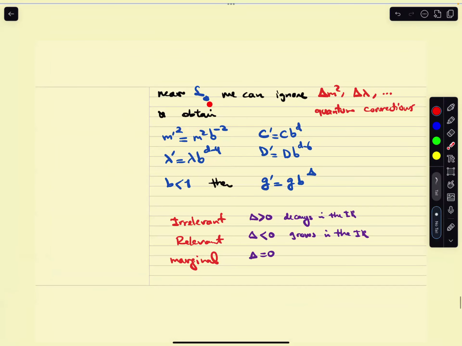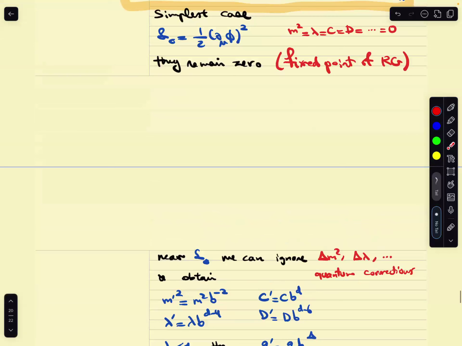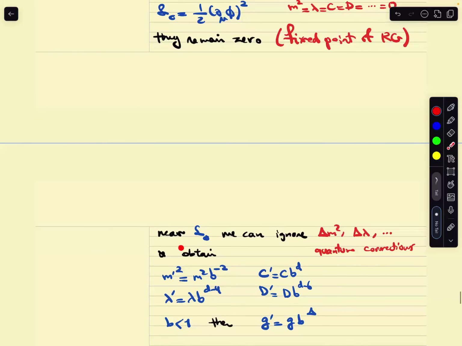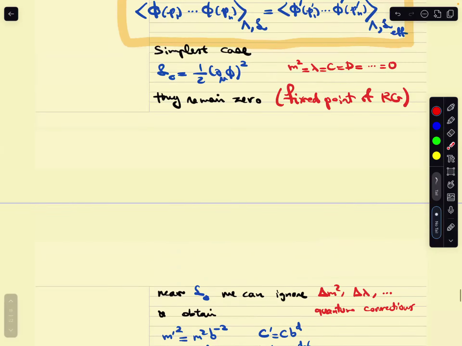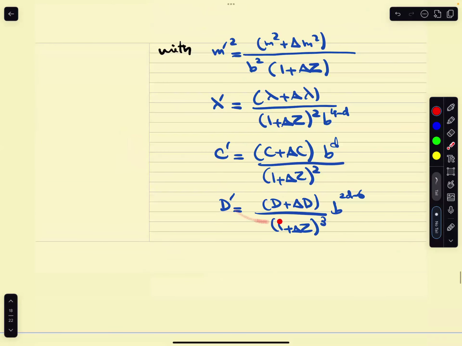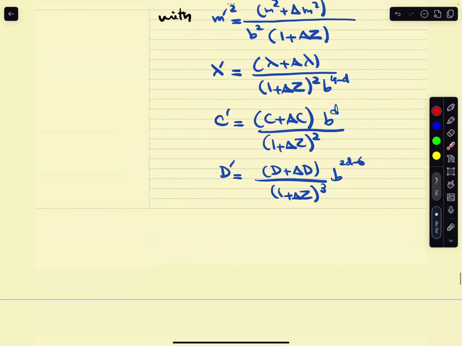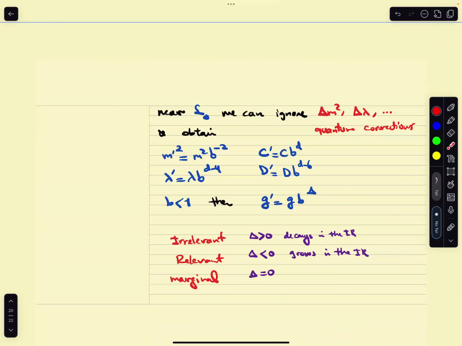Near L0, let's say you start with this L0, then you're going to pick these coefficients to be very, very small, including the mass. Then in the first order approximation, you could ignore all the quantum corrections. So classically, if you drop all the deltas, these equations look like this. m'² is m² b^(-2). λ' is λ b^(d-4), and so on and so forth.